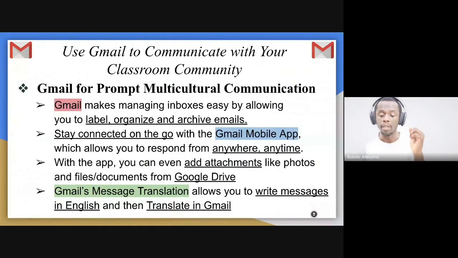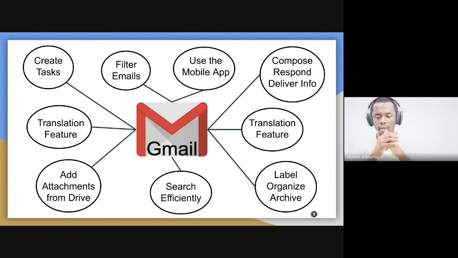And when you open a Gmail account, you get 15 GB of space, and you can have your email tied to a Gmail. It could be Yahoo, it could be any kind of email, but the one we're focusing on now is the Gmail app. Some of the things we'll be doing practically today will be in Gmail: you can create tasks, you can filter emails, you can use the mobile app, you can compose and respond.